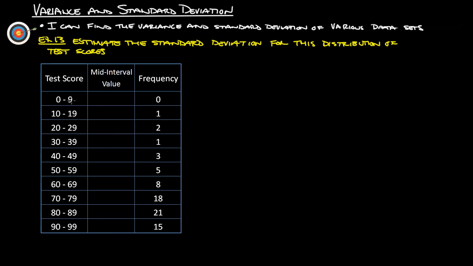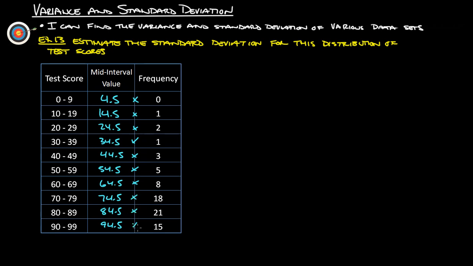The middle of 0 and 9 is 4.5. The middle of 10 and 19 is 14.5. So you can see we're going up by 10 each time: 24.5, 34.5, 44.5, and so forth. Now we have to multiply each of these by its frequency, just like we've done several times before, so that we can figure out our total and calculate our mean.